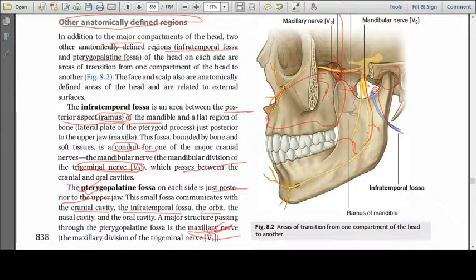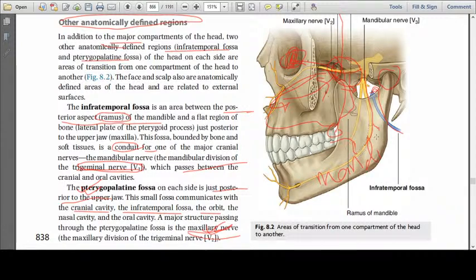We should have a brief idea about this communication, but it is not that important. The pterygoid fossa right here communicates with the oral cavity and also with the nasal cavity. Sorry, this is the orbit, this one is the oral cavity, this one is the nasal cavity, and it passes the maxillary nerve.